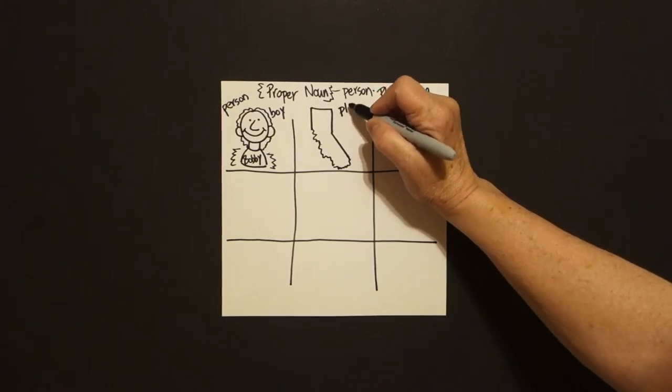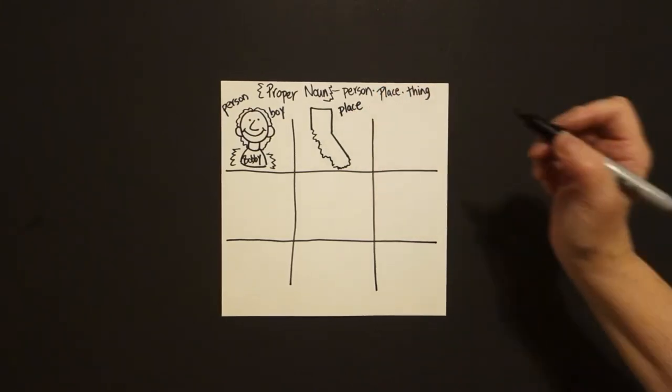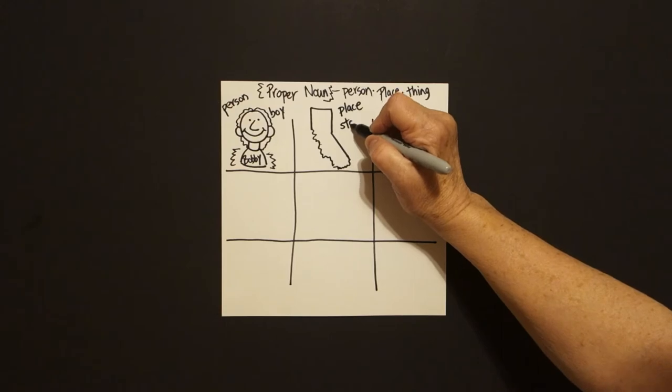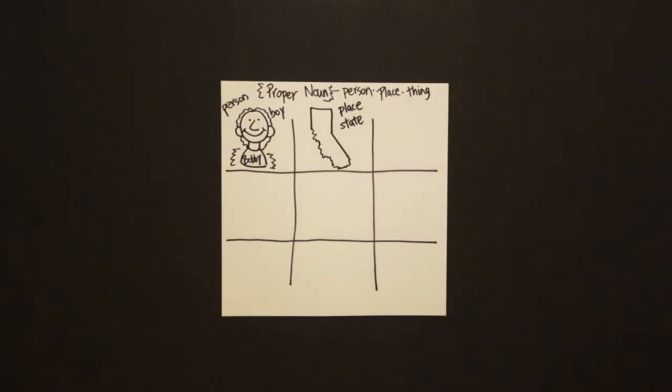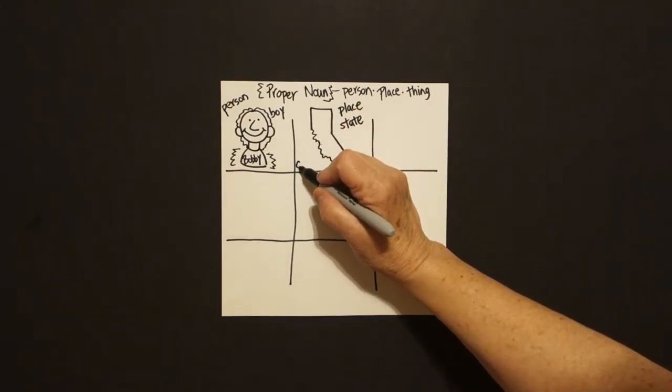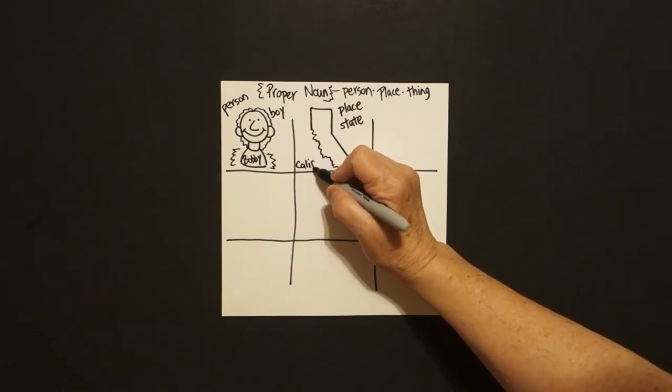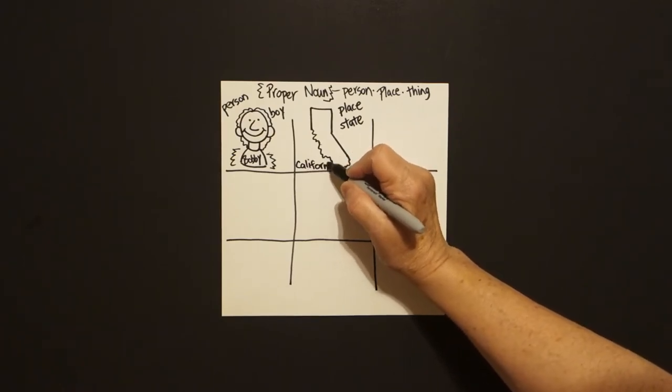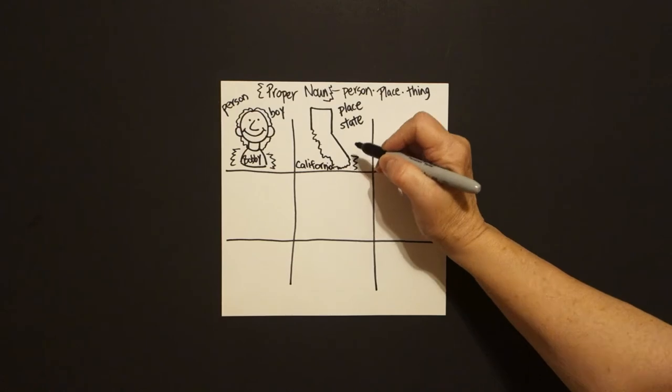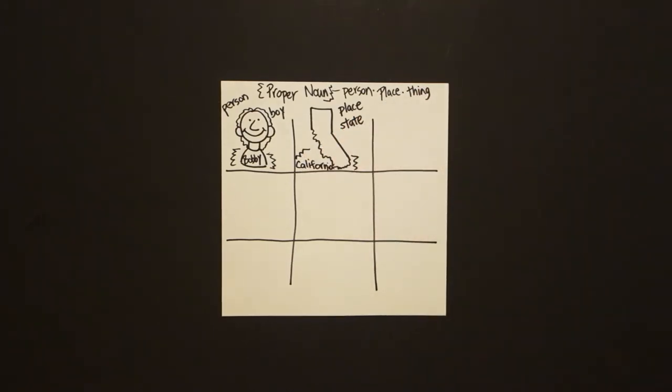This is a place. And a common noun, it is a state. But as a proper noun, this is a capital, California. And here are my wavy lines because that is a proper noun.